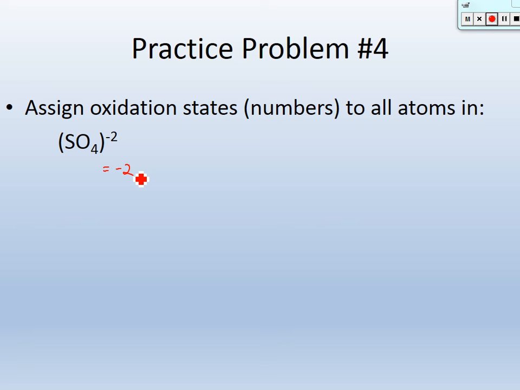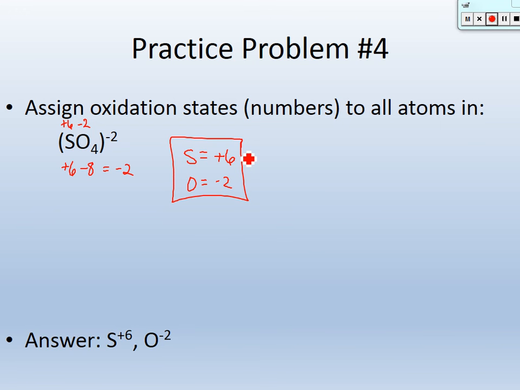Okay, let's see if you're right. Oxygen is always what? Well, it's always -2. Times 4 is a -8. Now, if this thing has got to sum to a -2, what does the sulfur have to be? And hopefully you put +6, because +6 minus 8 is -2. So sulfur is equal to +6, and oxygen is always -2. Okay, and we got that one right.